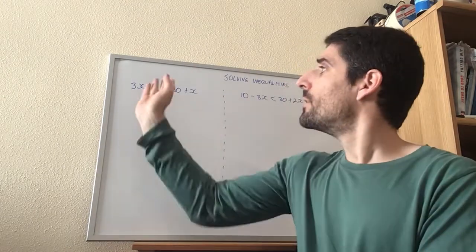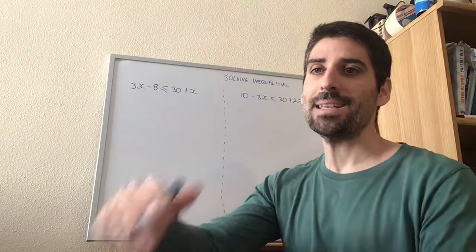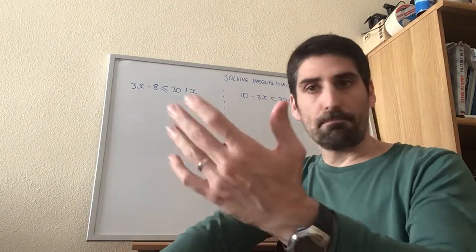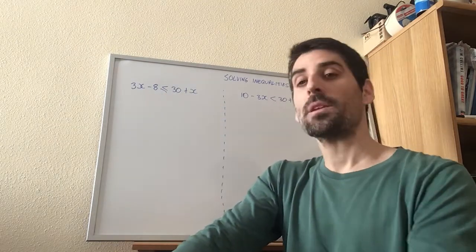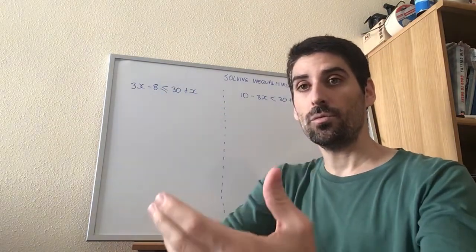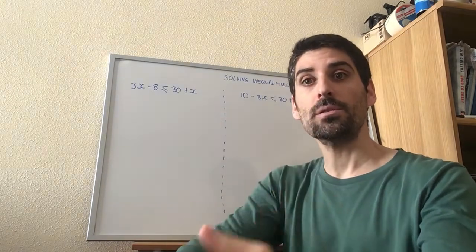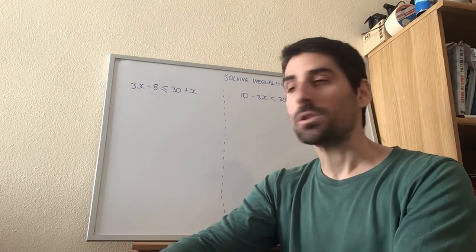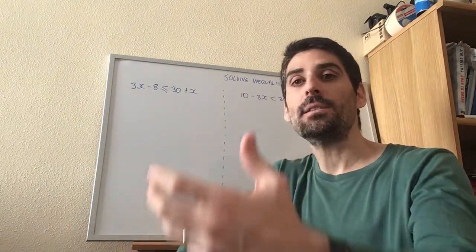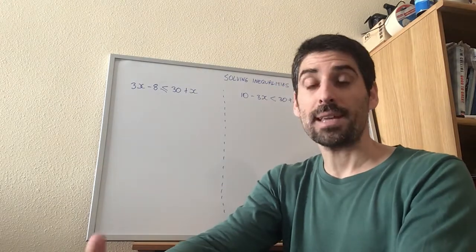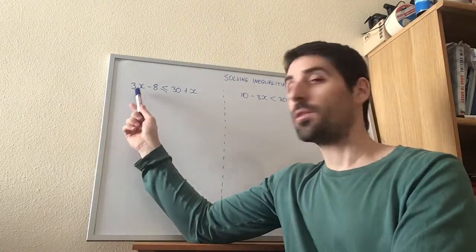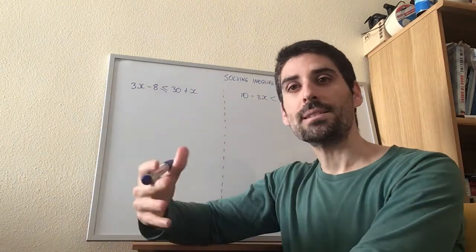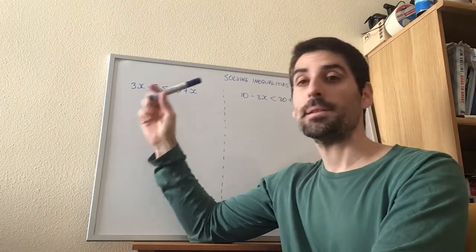So, 3x minus 8 is less than or equal to 30 plus x. Just like solving equations, okay? The first question you need to ask yourself is, which side of the inequality has got the least amount of my variable? My variable is x. Here I've got 3x, here I've got 1x. So which side has got the least amount of x's? It's the right hand side.